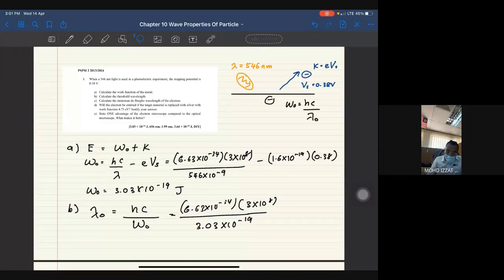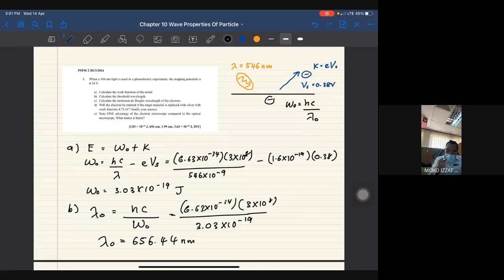6.63, 34. Now the answer looks okay. So lambda naught is equal to 656.44 nanometer. Dapat sir. Dapat. Okay. For the next question, question C.